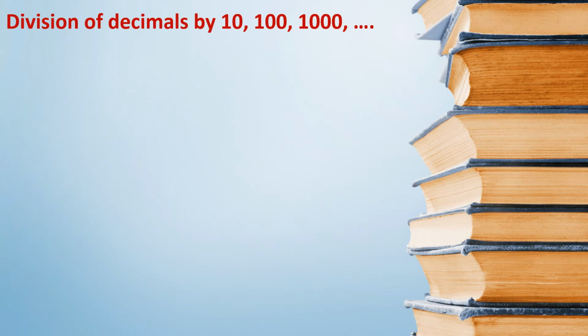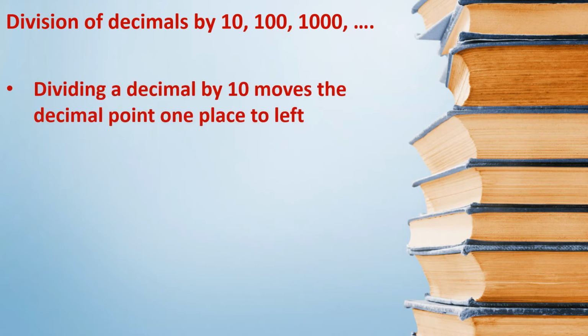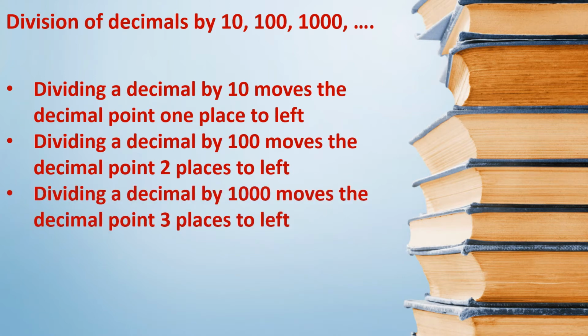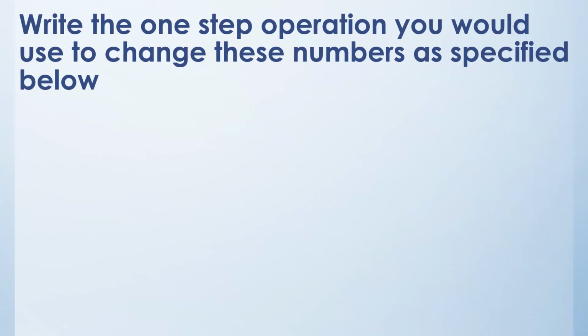That's why we can say, for division of decimals by 10, 100, 1000: dividing a decimal by 10 moves the decimal point one place to the left. Dividing a decimal by 100 moves the decimal point two places to the left. Dividing a decimal by 1000 moves the decimal point three places to the left. Let us solve a few questions by following that rule.